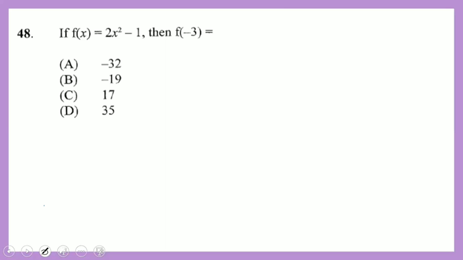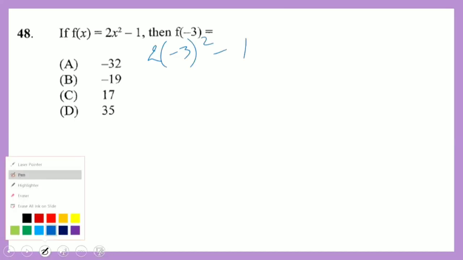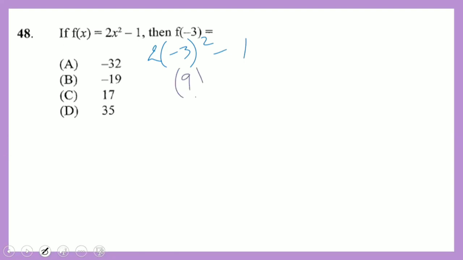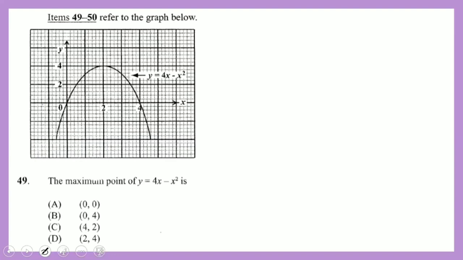Here we have a function. F of x is equal to 2x squared minus 1, and we are supposed to find out what f of negative 3 is. Anywhere x is, we're going to put negative 3. We're squaring that, minus 1. Remember, you need to square the negative 3 first before you multiply by 2. 2 nines are 18, minus 1, 17. Number 49. What is the maximum point of this graph? Y equals 4x minus x squared. You just need to be able to read coordinates properly. That point is going to be 2, 4.